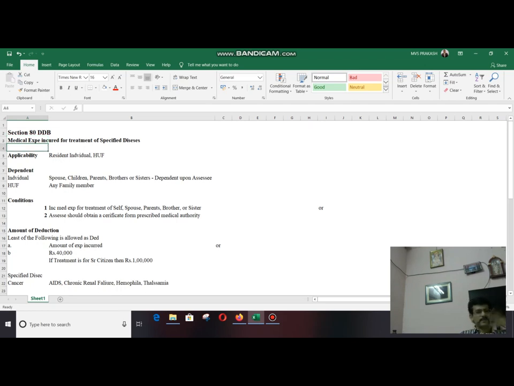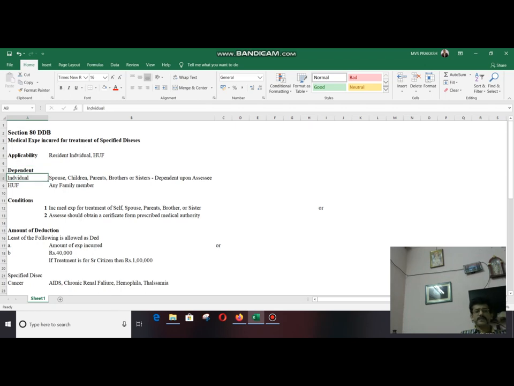Now, to whom is it applicable? Same. In terms of applicability, there is no change between 80DD and 80DDB. 80DD, to whom is it applicable? Resident individual as well as HUF. Same case in the case of 80DDB also. It is applicable in the case of resident individual and HUF. Then, coming to the next case, dependent. Here we are calling that medical expenditure in case of specified disease for self or the dependent.